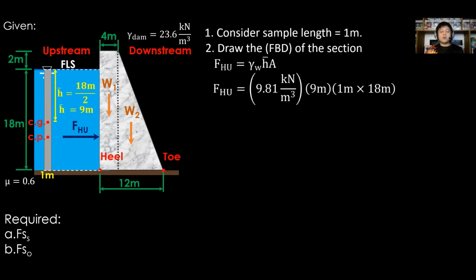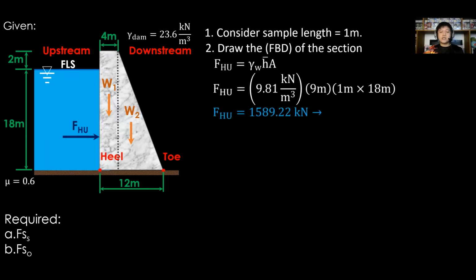Substitute gamma water as 9.81 kilonewtons per cubic meter, H bar as 9 meters, and area of submerged surface 1 meter by 18 meters. Therefore, FHU is equal to 1,589.22 kilonewtons towards the back face of the dam.